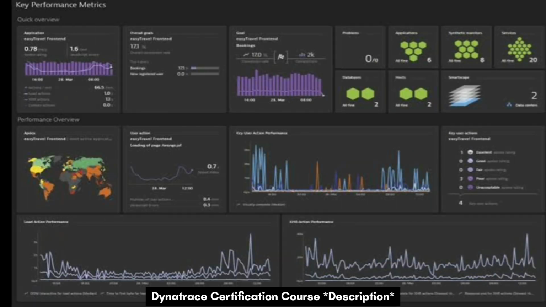They are essential for identifying trends over time and spotting potential issues before they become critical. Metrics provide a high level overview and are useful for setting up alerts and dashboards.